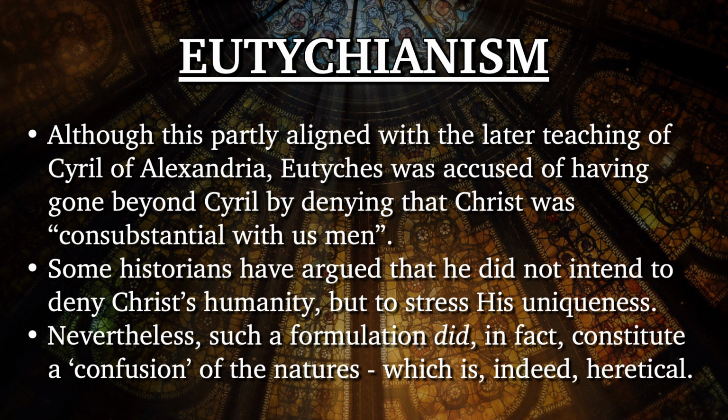It denied the uniqueness of his divinity. It then denied the veracity of his humanity, and creates a multitude of problems, which we'll primarily cover next lesson when we see how they formulate this concept in the Chalcedonian Creed itself. Nevertheless, some historians have argued that he did not actually intend to deny Christ's humanity, and there is an argument that can be made for that in terms of his intention, and rather this was done to stress the uniqueness of Christ. That argument can be made. The primary issue, however, is that this formulation of Christology that Eutyches produced nevertheless did in fact constitute a confusion of the natures, which is of course absolutely heretical.